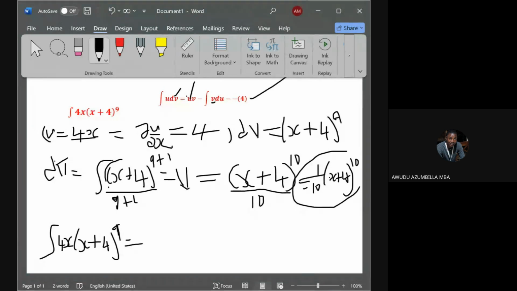Remember that we are taking the integral of u and dv. What is u? U is 4x. And what is dv? Dv is x plus 4 raised to the power 9. So it's the same as this one. Okay, so we have to take the integral of this one in order to get our uv.